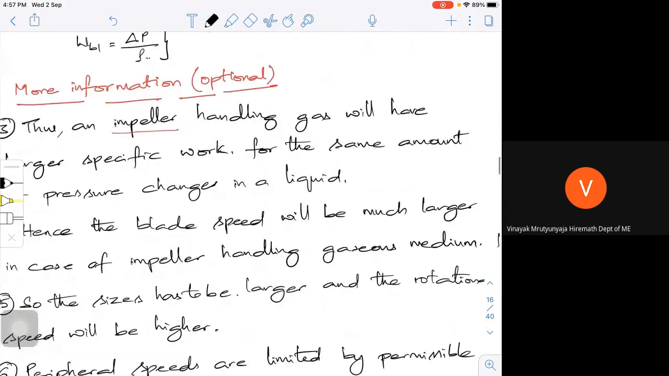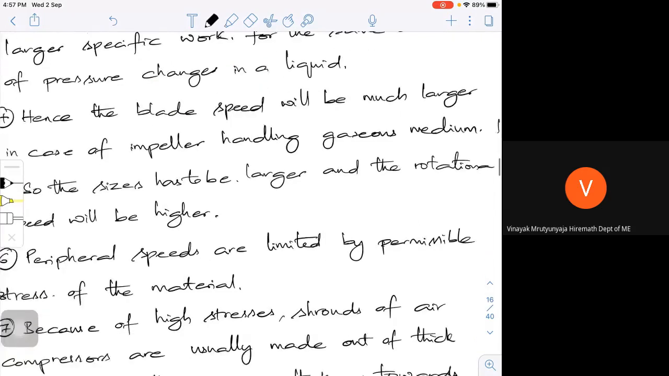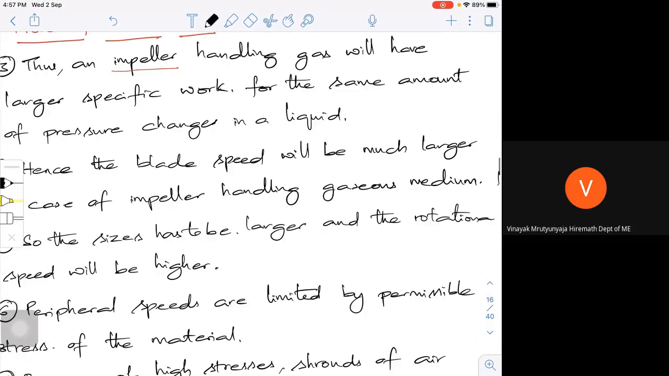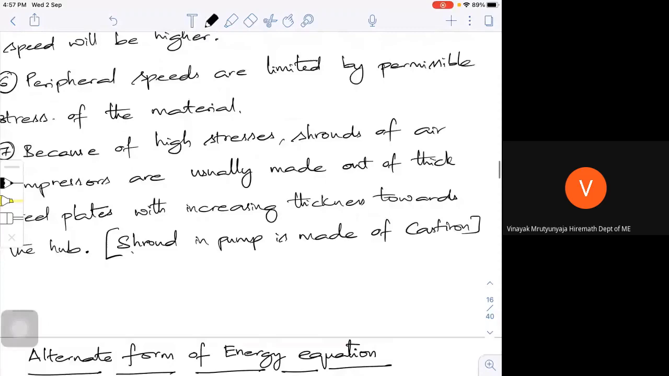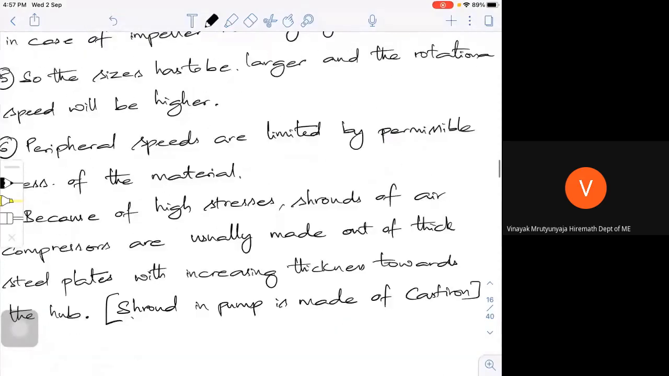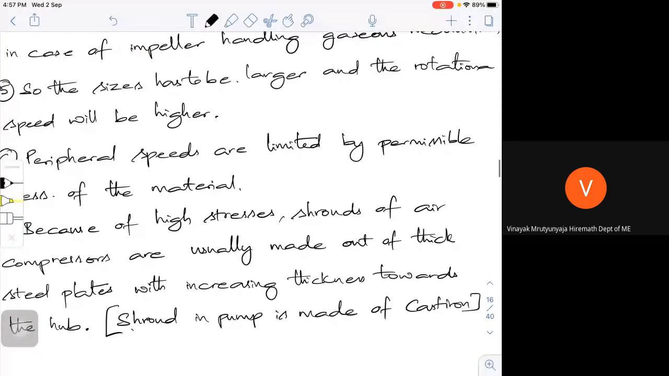Now, some extra information I have given over here. It's optional. You can read it if possible. What will happen to the sizes, what will happen to the rotation, all these things. Anyway, I'm going to share the notes.